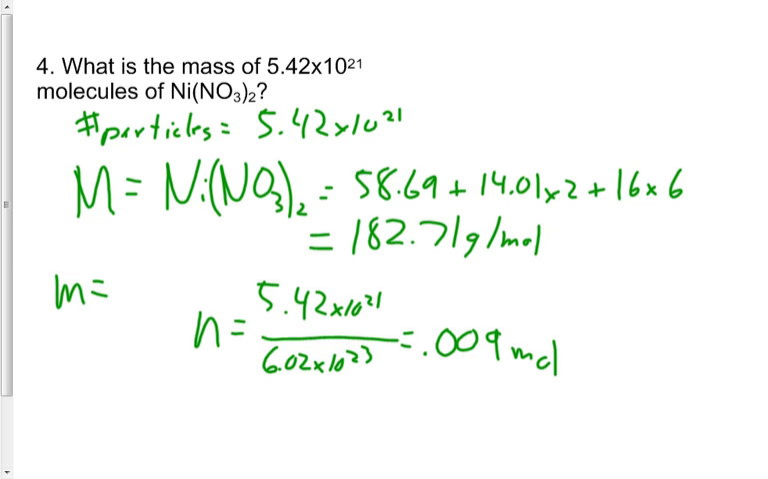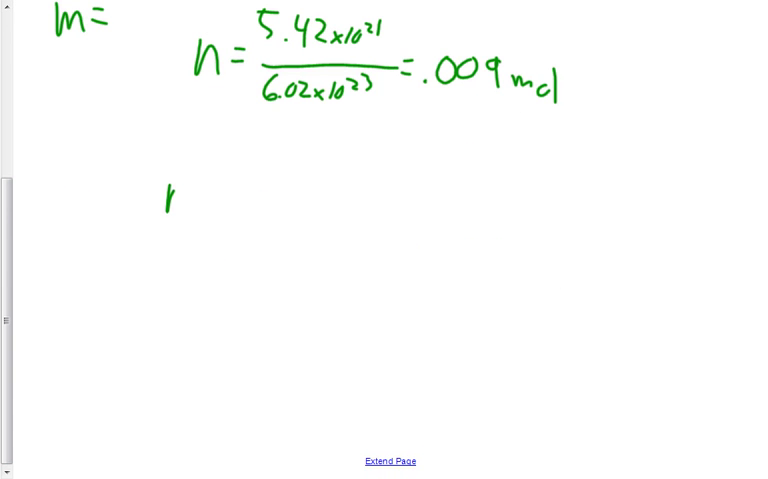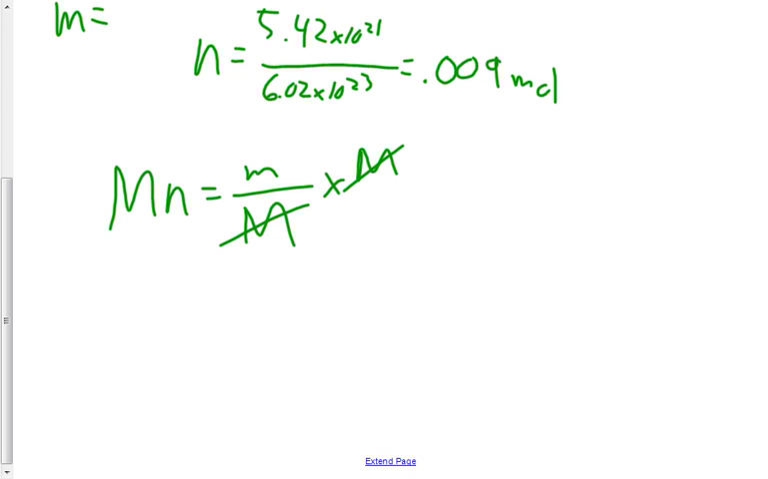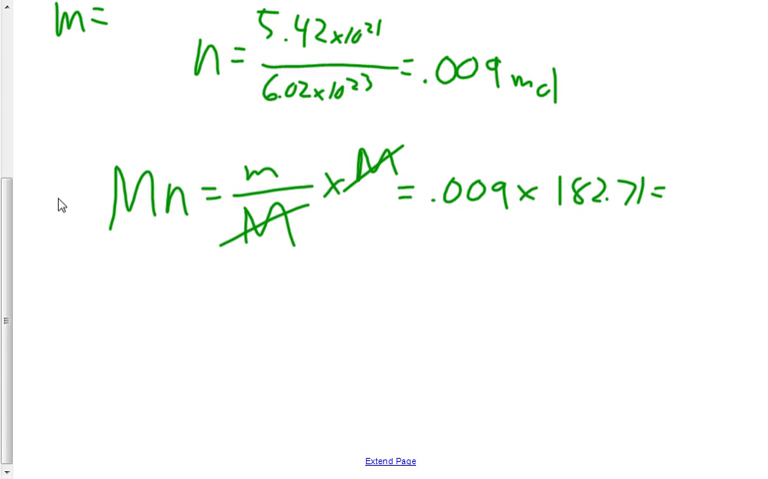Now that I have n and big M, can I find m? Yes. All right, so n equals little m over big M. I multiply both sides by M to get little m by itself. So we plug in our numbers here, and we have 0.009 times 182.71. And we get 1.64 what? Grams.